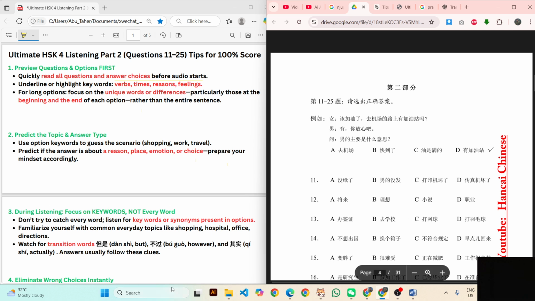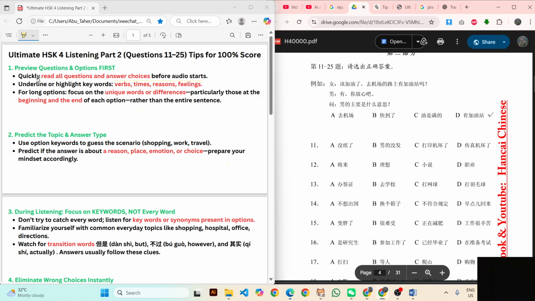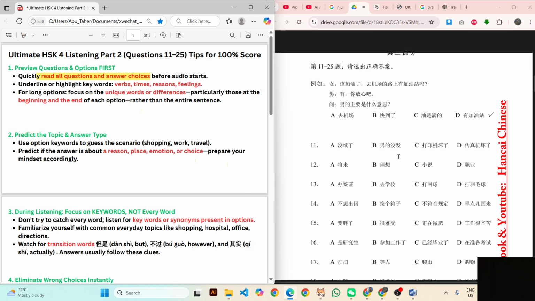The first thing, before we listen to the audio, is that we have to read all of these options. And you have to read all of these options within a few seconds, within 5 or 6 seconds. I know this time is short for you, but if you practice every day, day by day, you can increase your ability.